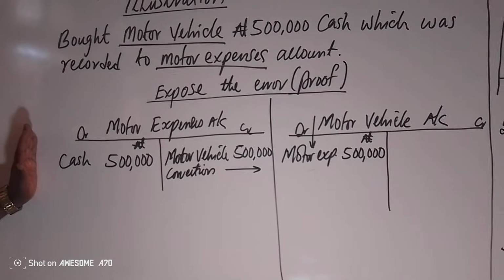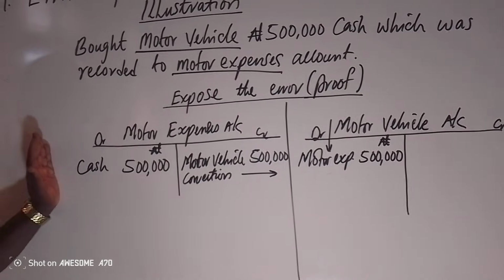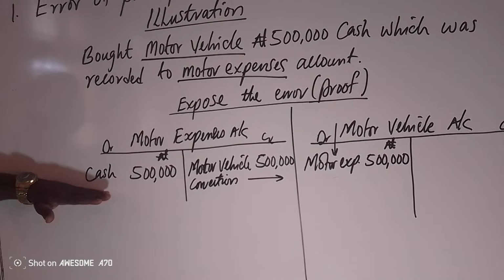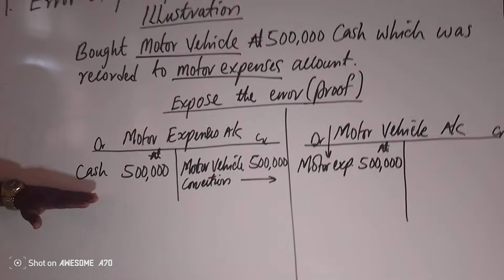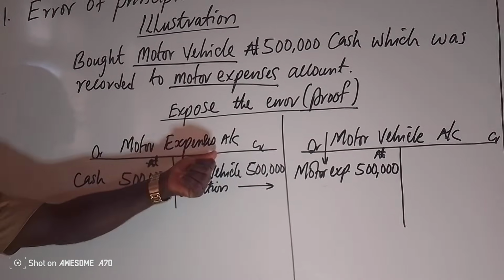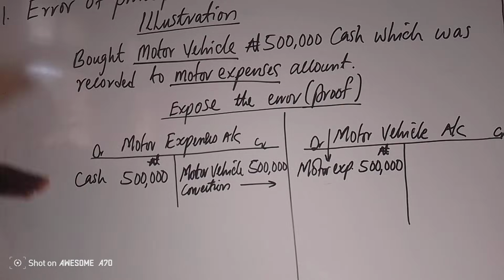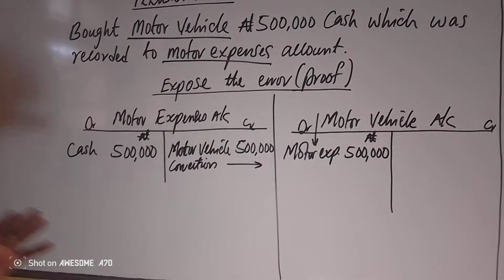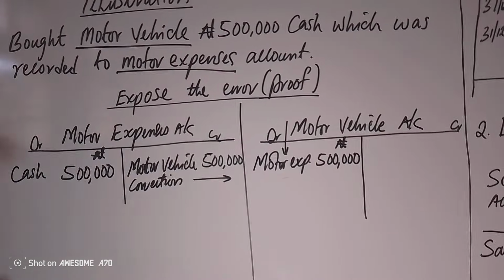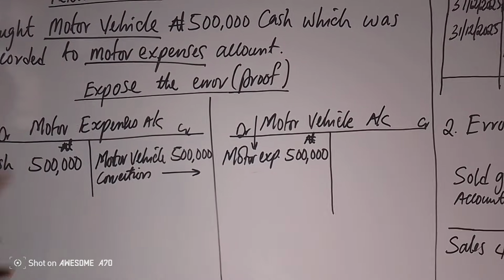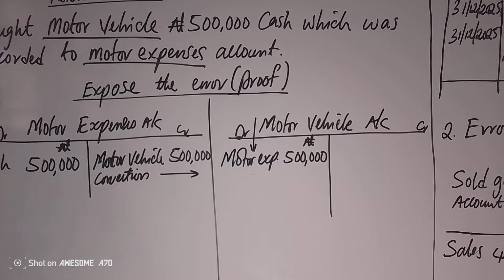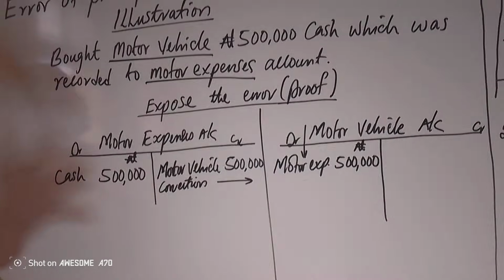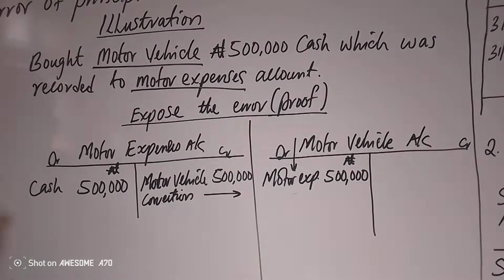First, you open the motor expenses account. Here, it means that as motor vehicle was purchased, it was recorded in motor expenses account on the debit side. Mind you, in such an error, the side on which the account is to be recorded is normally maintained. We are saying that it was recorded in the wrong account. If motor vehicle was purchased, it's supposed to be debited in motor vehicle account and then credited in cash account.